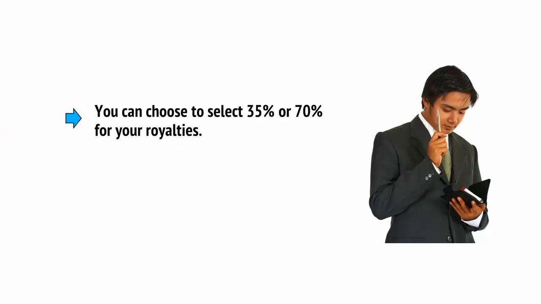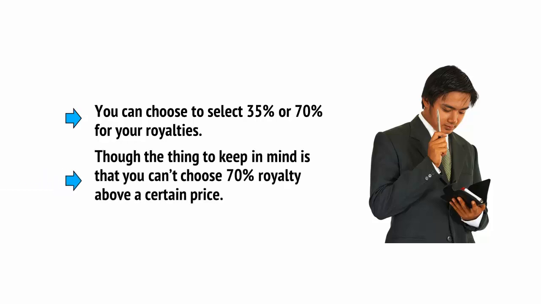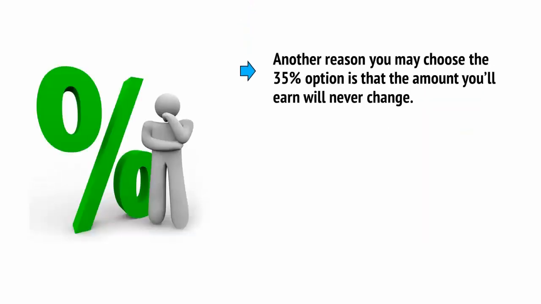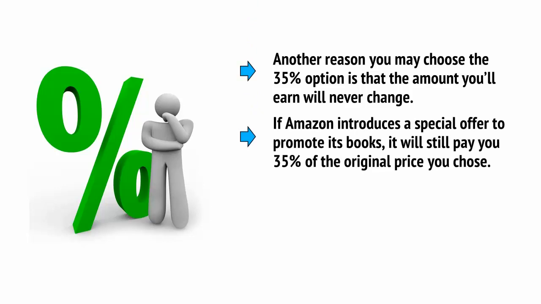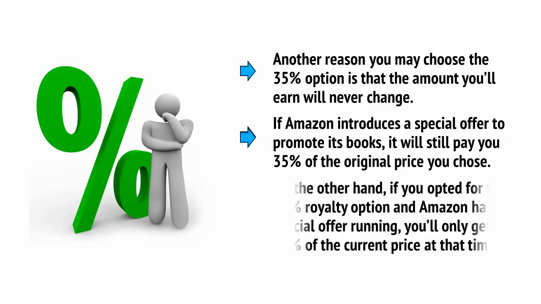Interestingly, you can choose to select 35% or 70% for your royalties, though the thing to keep in mind is that you can't choose 70% royalty above a certain price. Another reason you may choose the 35% option is that the amount you'll earn will never change. If Amazon introduces a special offer to promote its books, it will still pay you 35% of the original price that you chose. On the other hand, if you opted for the 70% royalty option and Amazon has a special offer running, you'll only get 70% of the current price at that time.